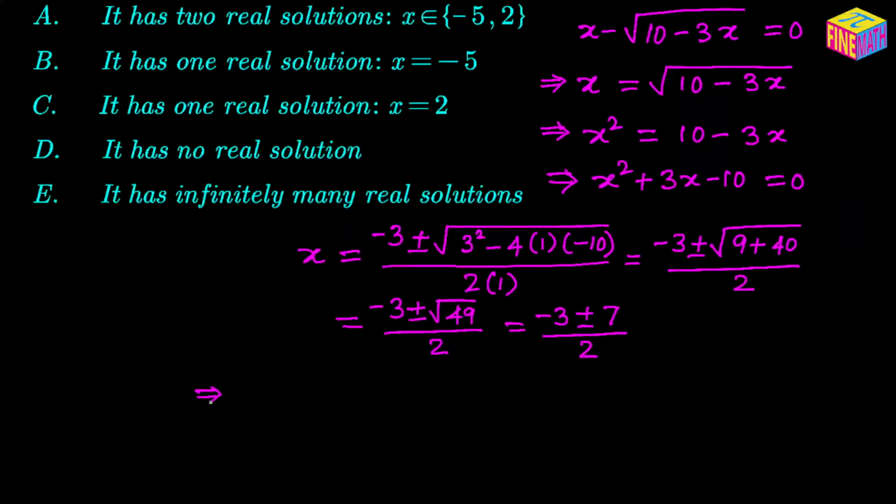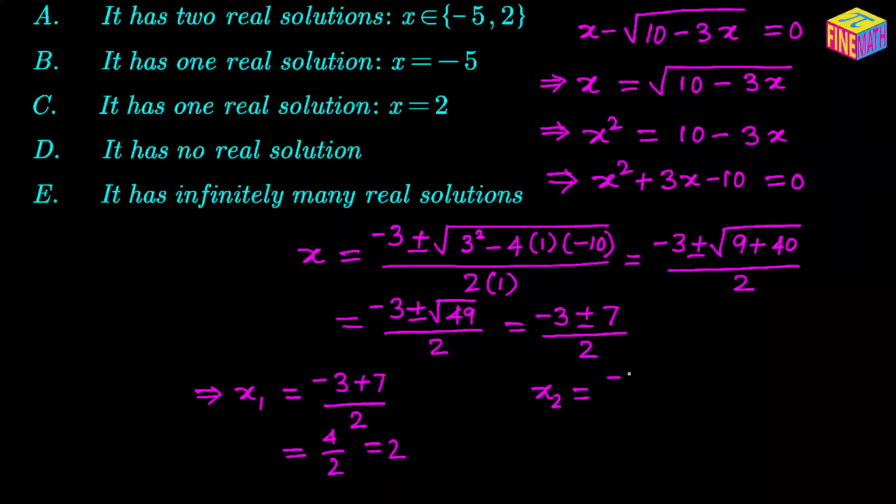So from here we can say the one value, let's say x sub 1, one of the solutions, would be negative 3 plus 7 over 2, which is 4 over 2, that is equal to 2. That is one of the solutions. And the second solution, x sub 2, would be equal to negative 3 minus 7 over 2, that is negative 10 over 2, that is equal to negative 5. Now, because we got two values, we should not pick our answer in a hurry, because we have done squaring on both sides of the equation. That means there could be some extraneous solutions.